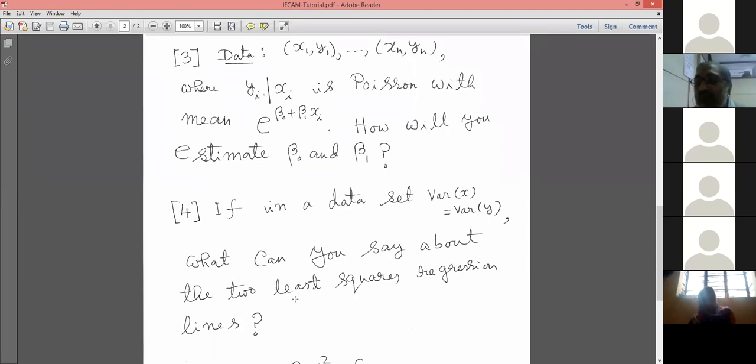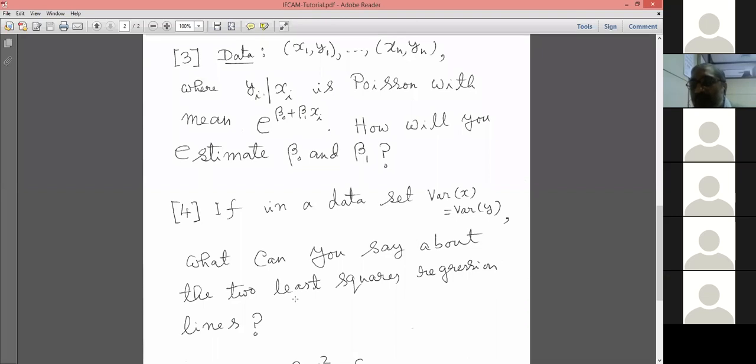Now, what is the geometric interpretation or implication of that? If one has slope reciprocal of the other, the two regression lines must pass through a common point. That is true always. But if one has slope reciprocal of the other, geometrically, what does it mean? Sir, perpendicular. Are they perpendicular to each other? What is the condition for perpendicularity?